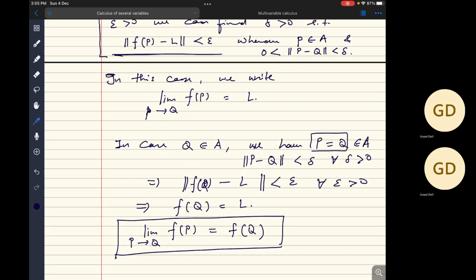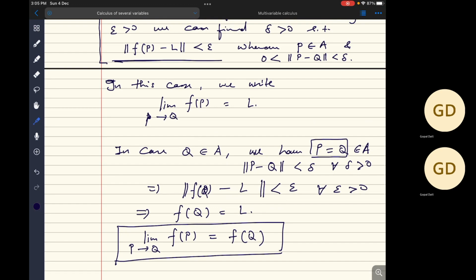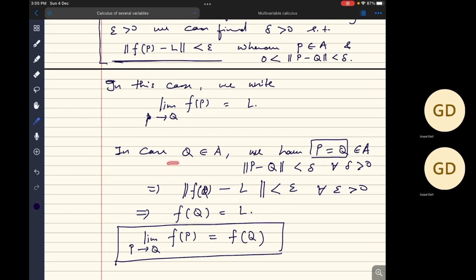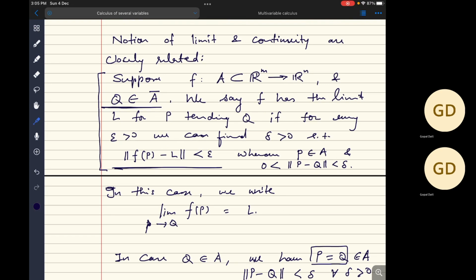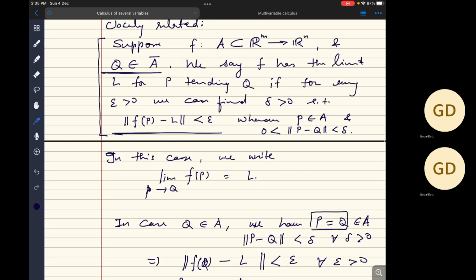Now what we assume now is, here we took the case when Q is in A, means F is defined at this point, because the domain of F is A. Domain of F is A, and we are saying Q is in A. This means F is defined at the point Q. And in this definition, we are taking Q coming from the closure of A.